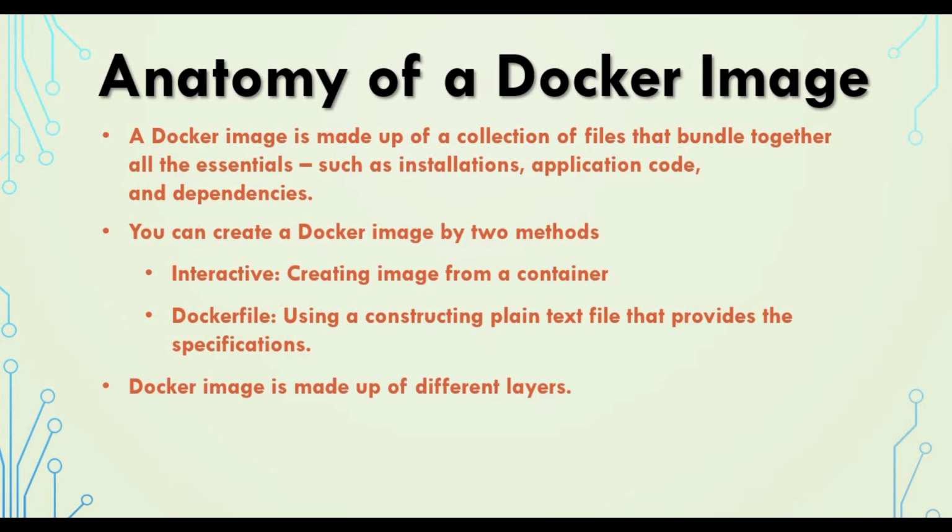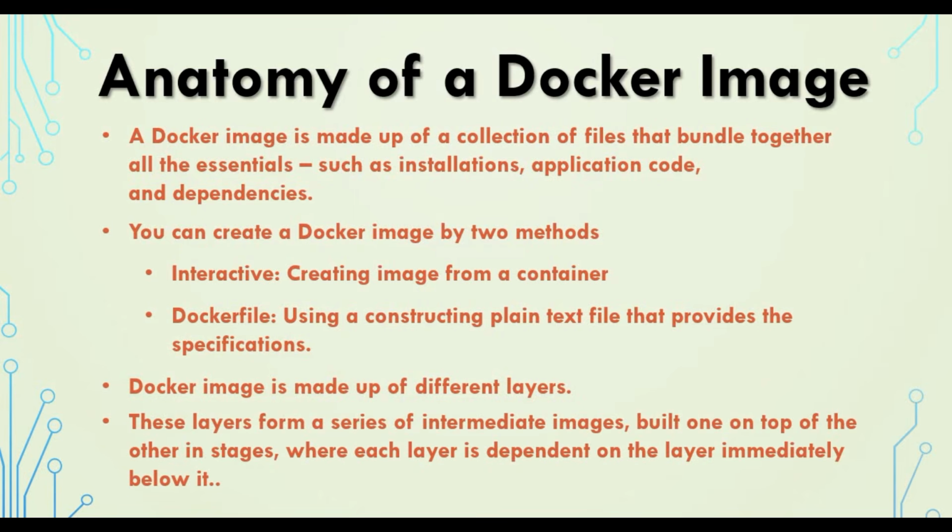Okay, so what we'll do is, once the Docker image is created, it is actually created into different layers, because what we defined as part of this Dockerfile will start creating different layers when you build a Docker image. So all these layers form a series of intermediate images, right? Each layer acts as an intermediate image, and it is built one on top of the other in stages. So each layer is dependent on the layer immediately below it.